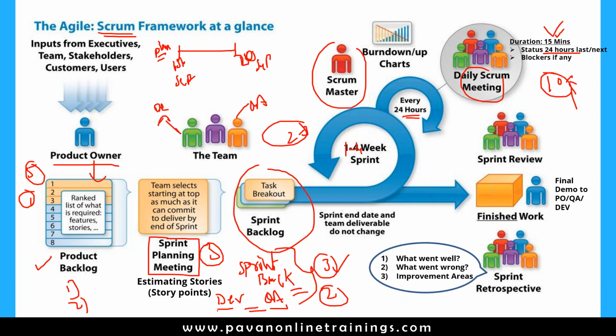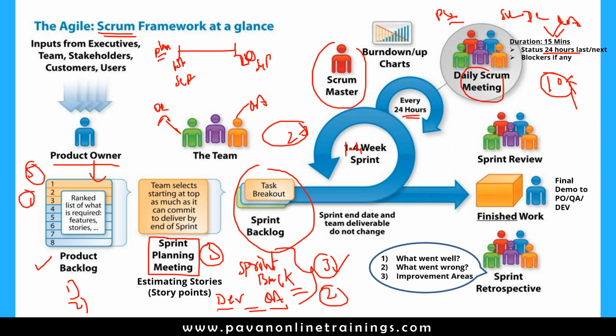In the last 24 hours, you have already committed to do something, but you have not completed it. Why is it not completed? Do you face any challenges, or do you have any blockers? Those things we have to discuss during this particular meeting. In this meeting, developers, QA and the Scrum Master, and sometimes the product owner, are also part of it.